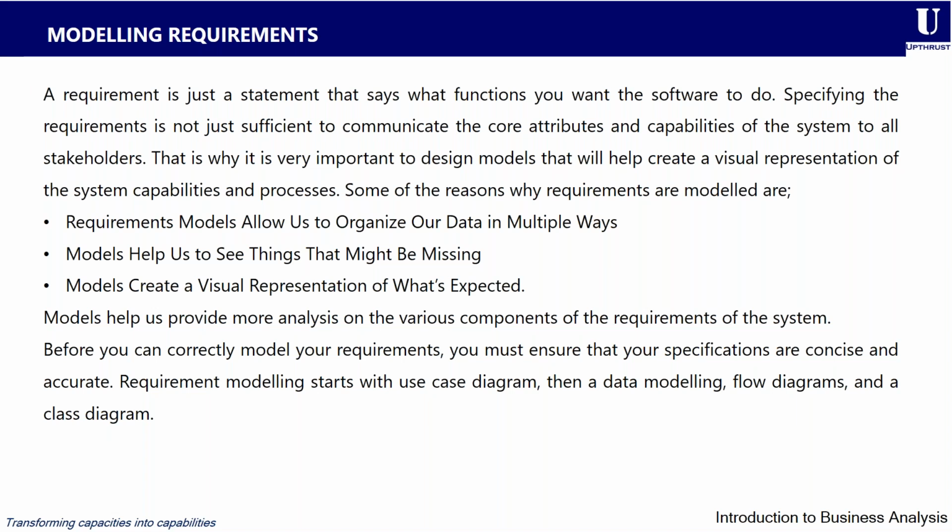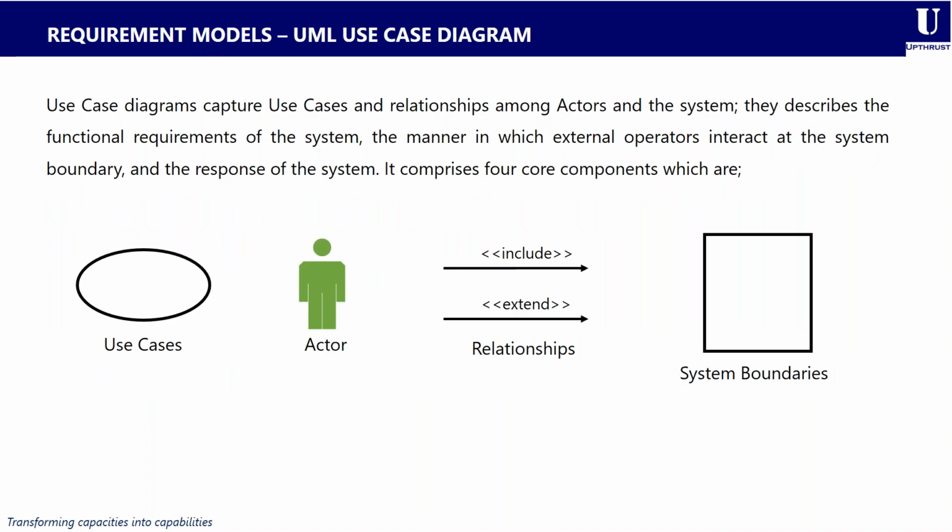Before you can correctly model your requirements, you must ensure that your specifications are concise and accurate. Requirements modeling starts with the use case diagram, then data modeling, then flow diagrams, and also the class diagram. An example of the use case diagram is the normal use case diagram. Data modeling could be your context diagram or your level one DFD diagram. We also have the process flow diagram to represent your flow diagram, and the entity relationship diagram to represent your class diagram.